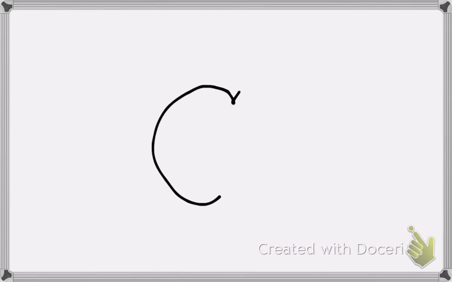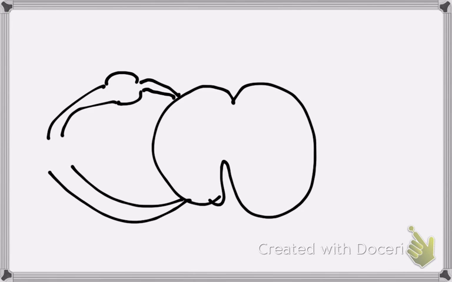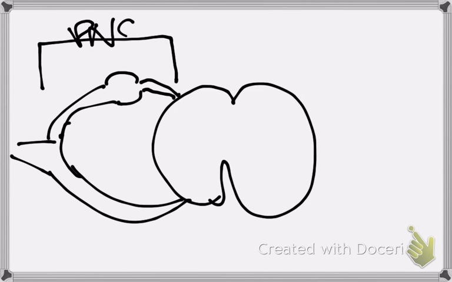If this is the spinal cord, and here is the posterior root and the posterior ganglion. And here is the ventral root. And there's the spinal nerve. Is this structure PNS or CNS? PNS. And what about the spinal cord, of course? That's CNS.